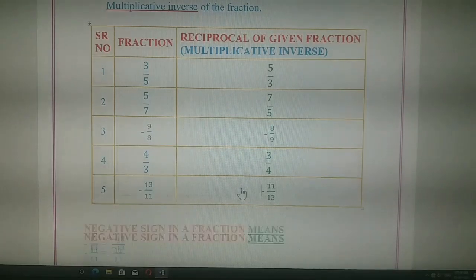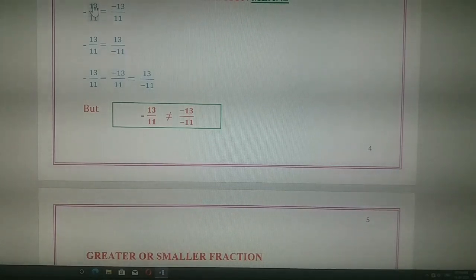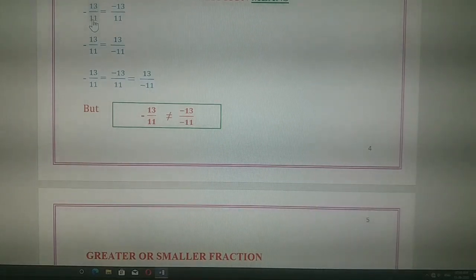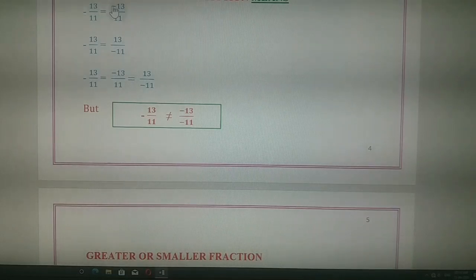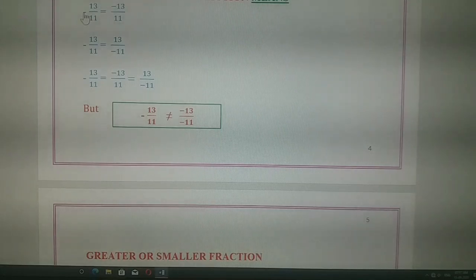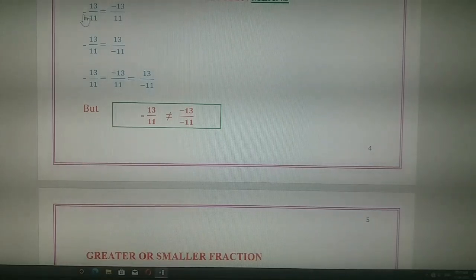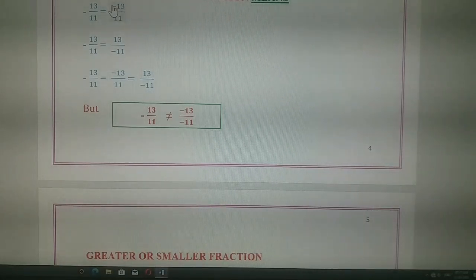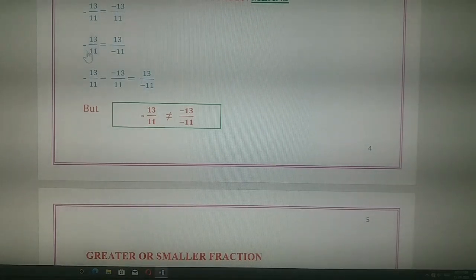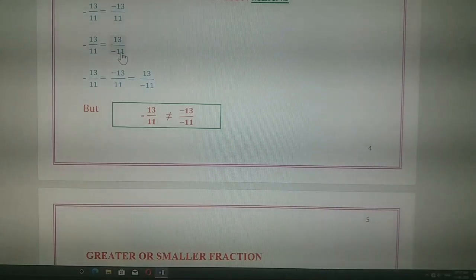The next topic. Negative sign in a fraction means: suppose a fraction is given, with the minus sign in the middle and 13 upon 11 as the fraction. Then this minus sign can be given either to the numerator or to the denominator. So minus 13 upon 11 with a negative sign in the middle is equal to minus 13 upon 11. So this minus sign can be given only to the numerator 13, and it can be written as minus 13 upon 11, or the minus sign in the middle can be given to the denominator 11.